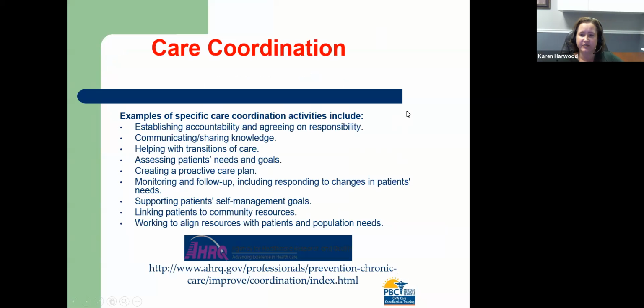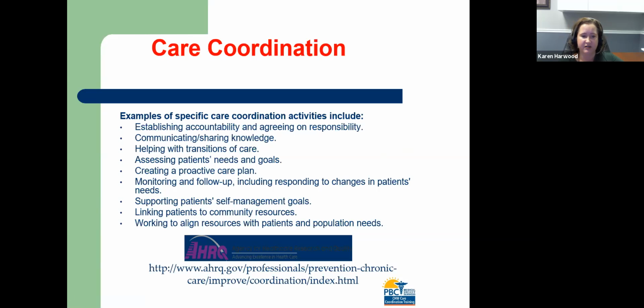So I'm going to talk a little bit about what care coordination is, because we all use this term. I'm a care coordinator, and it means a lot of different things, I think, to different organizations and different groups, depending on what your job responsibilities are. This is a definition that was created for the Agency for Healthcare Research and Quality.